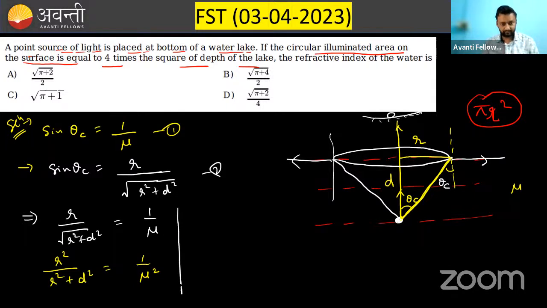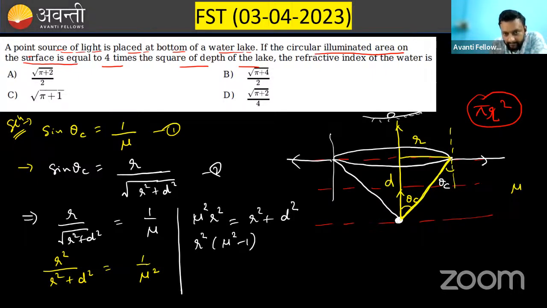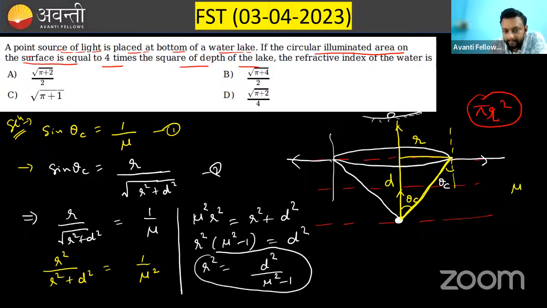Listen here. If I cross multiply, it will be mu square r square is equal to r square plus d square. So if I take r square common, it will be r square times mu square minus 1 is equal to d square. So r square will be d square over mu square minus 1. This is what r square is.